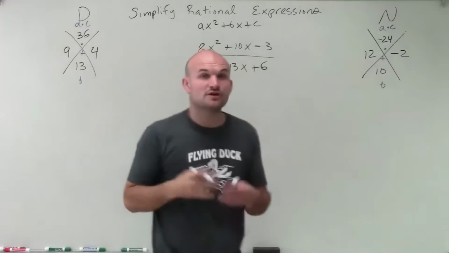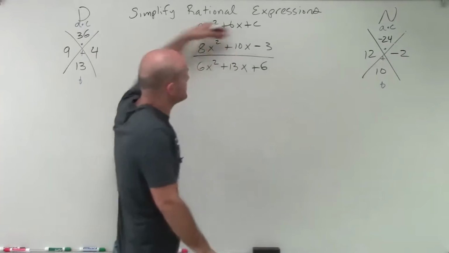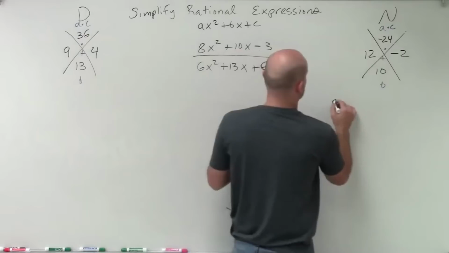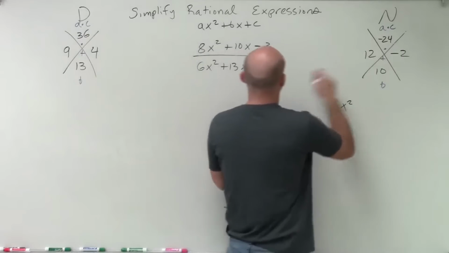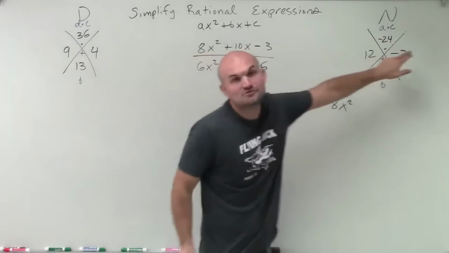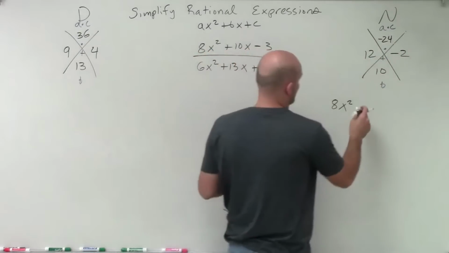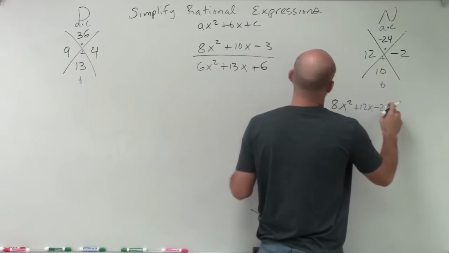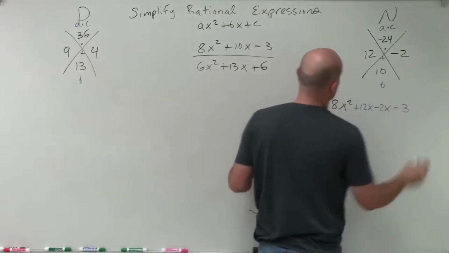All right, so the first way we're going to do this is we're just going to simply rewrite it using our new terms. So I can rewrite this as 8x squared, and then rather than using 10x, I'm going to use my two factors to represent that. So I could say plus 12x minus 2x minus 3.